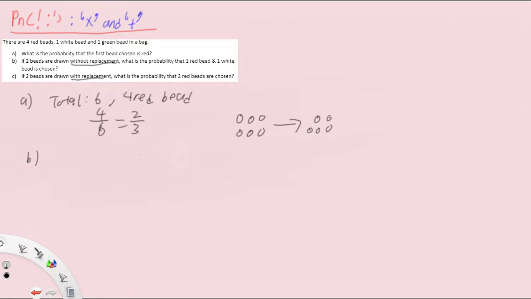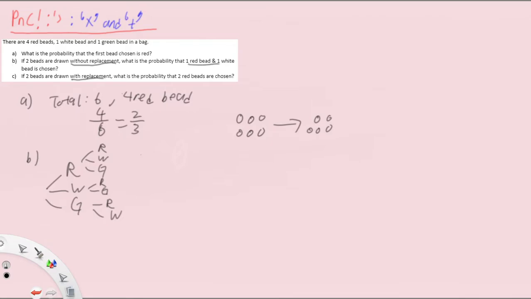Okay, so let's solve part B first. 2 beads are drawn without replacement. What's the probability that 1 red and 1 white bead is chosen? You can really do the tree diagram if you need to. The first time you can get either red, white, or green. Then from here we get red, white, or green again. For white there's only red or green, because you cannot have any more white beads since you're taking out without replacement. And for green, you're only left with red and white.